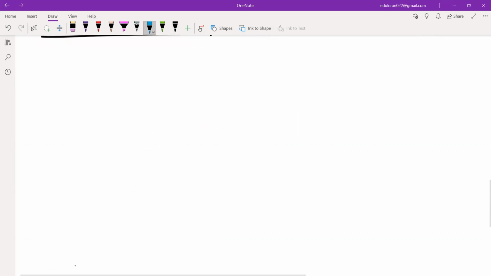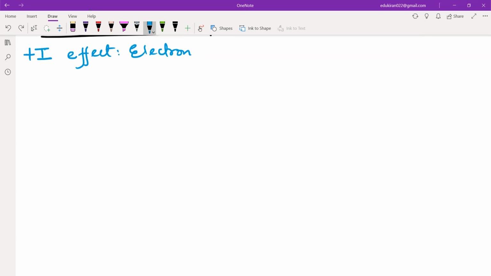So now write plus I effect and electron donating groups. Now in electron donating groups, we will start with the negatively charged species. Okay, so CH2 negative, if you have, it will be having the highest plus I effect because it is negatively charged. It can easily donate electron. And also why it can easily donate electron, because carbon is not very much electronegative, so it can easily give some electrons.